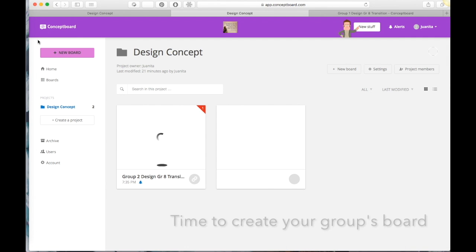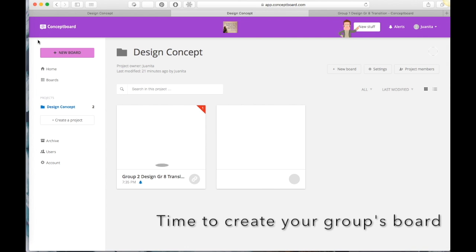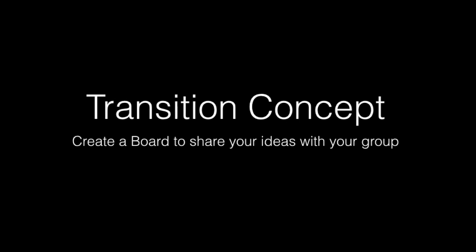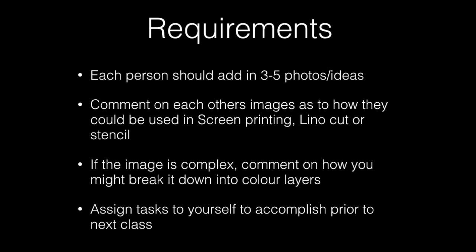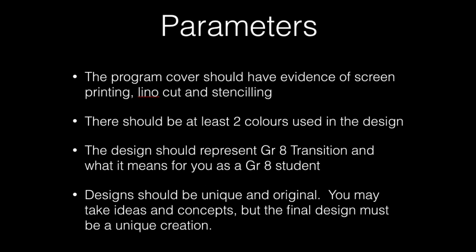As you can see, Conceptboard is going to be a great tool for us as we create our transition concept. In your group, each person will add 3 to 5 photos. You'll comment on each other's ideas and how they'll be used in the project. If the idea is complex, you might want to try and break it down in layers, and then assign tasks to yourself to accomplish prior to the next class.